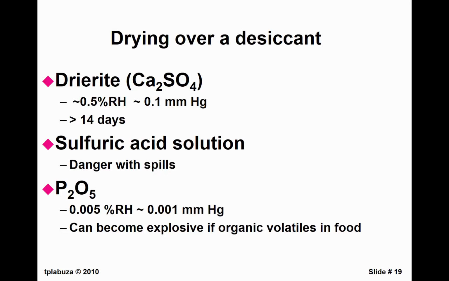You can also use sulfuric acid solution. In the old days, when I was an undergrad, we did use sulfuric acid in there. And the worst problem, we had glass desiccators, and you couldn't get the top off the desiccator. So you'd wear a rubber coat and eyeglasses, being careful trying to take the cover off. And the other is phosphorus pentoxide. It produces 0.005. If you've got organic volatiles in the food, they're going to be absorbed also by the phosphorus pentoxide.